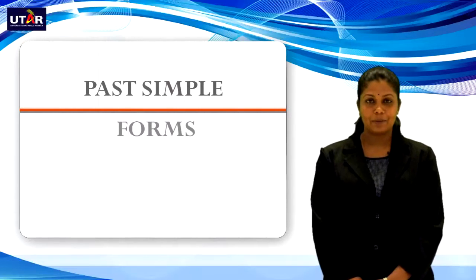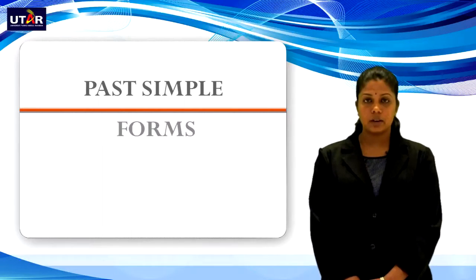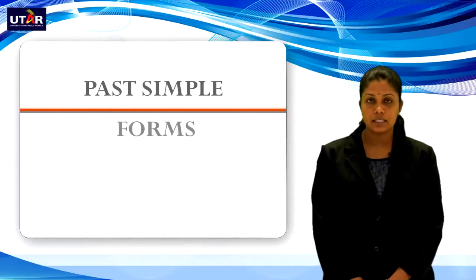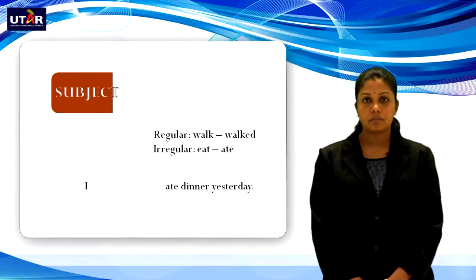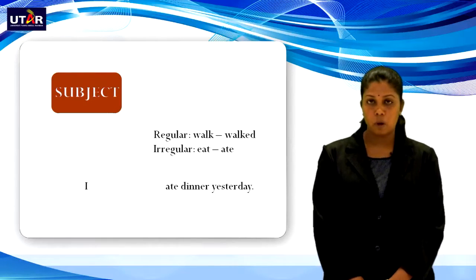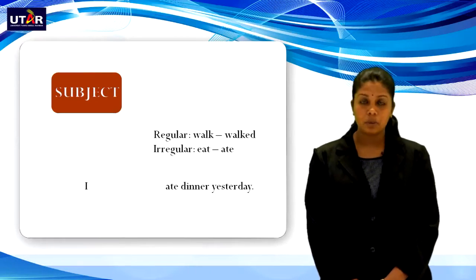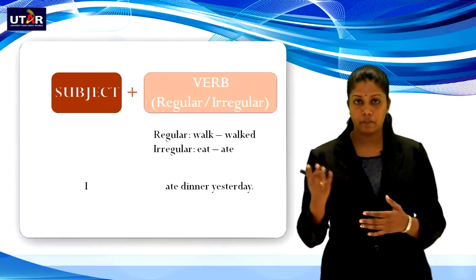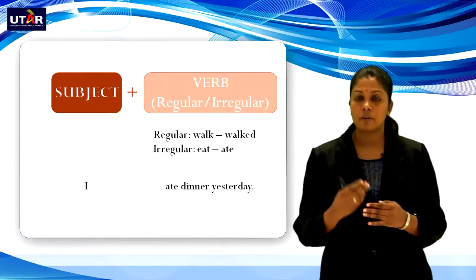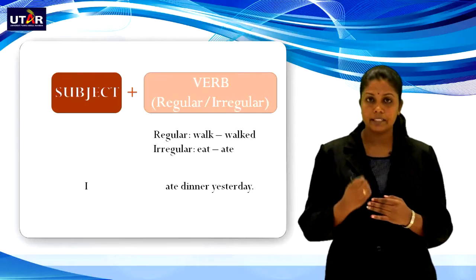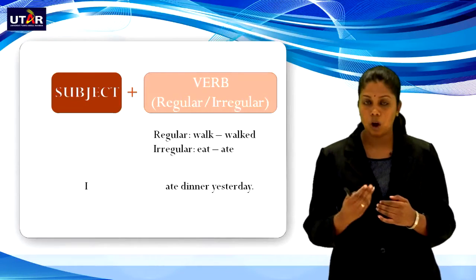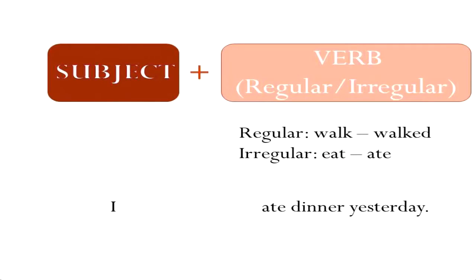Past simple forms. In order to construct a sentence in past simple tense, you should have a subject and a verb in past form. For past form, we have two types of verbs. We have regular and irregular. For regular, we add ed to the verb. For instance, walk, you add ed to it, the past form becomes walked. And for irregular, the whole word changes. For instance, eat. In past form, it is ate.